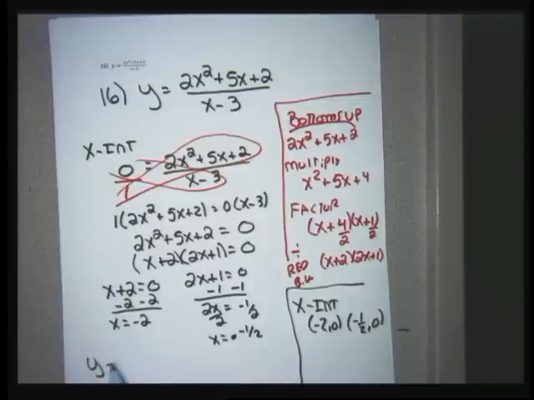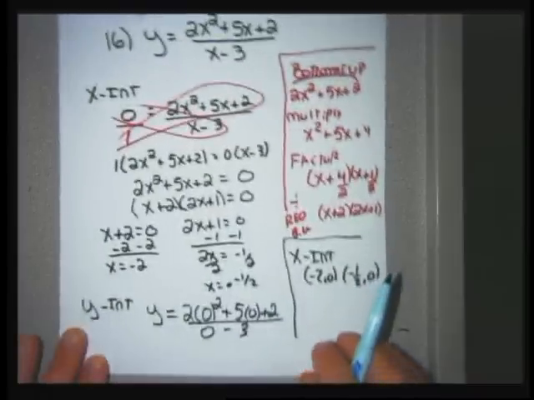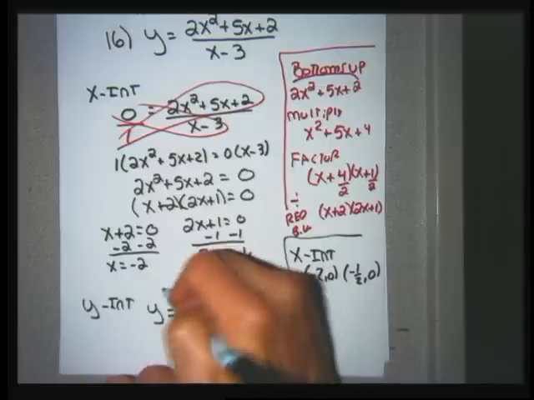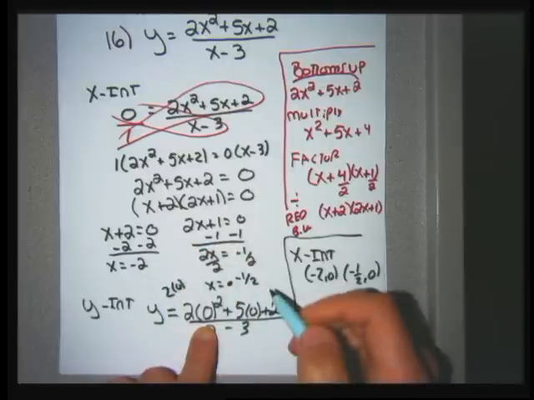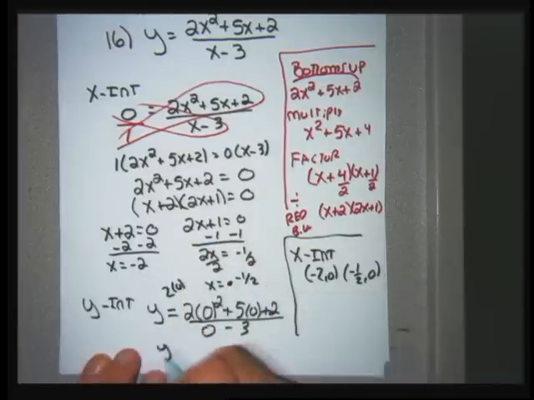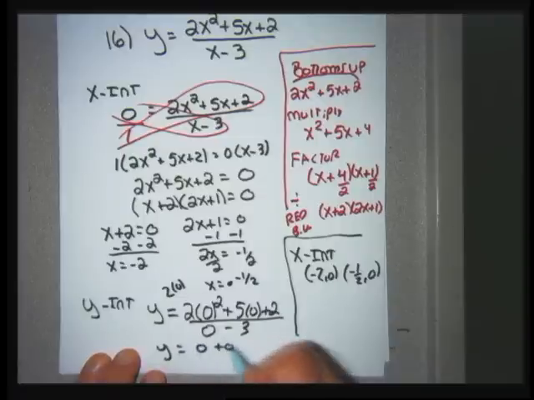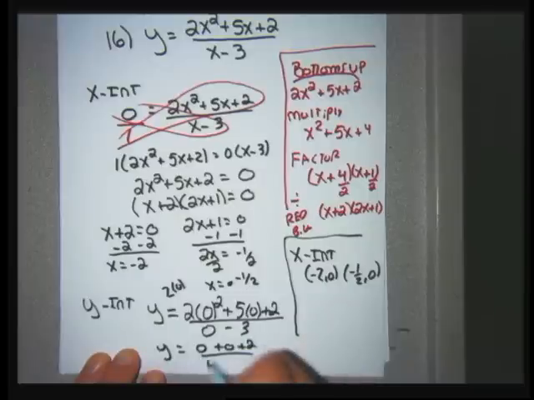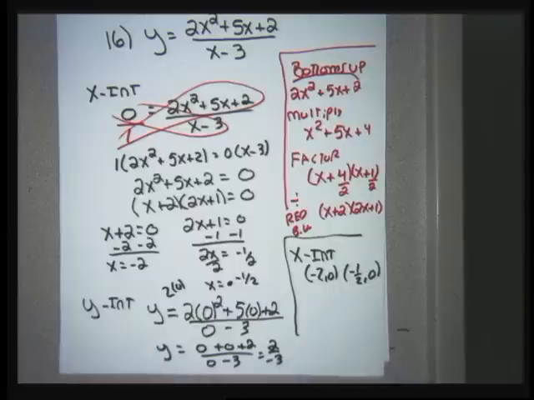The y-intercept turns out not to be near as hard. It looks like it should be, but it's not. For the y-intercept, I'm going to go y equals 2 times 0 squared plus 5 times 0 plus 2 over 0 minus 3, just changing the x's to zeros. And then this piece right here is just going to be 2 times 0, because 0 squared is 0. So this is going to be, in the numerator, 0 plus 0 plus 2 over 0 minus 3. That gives me a 2 in the numerator and a -3 in the denominator.